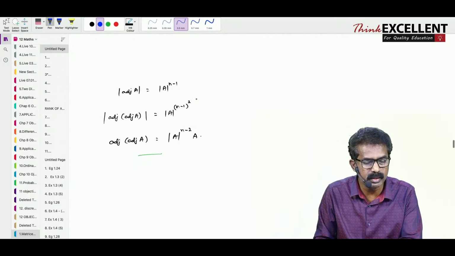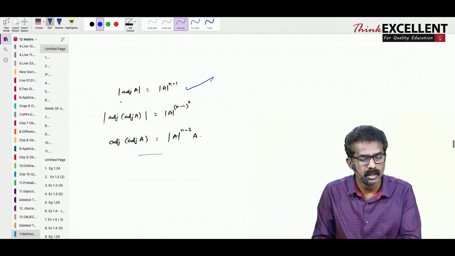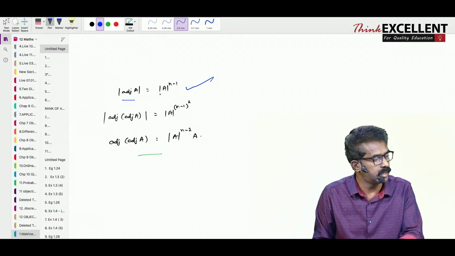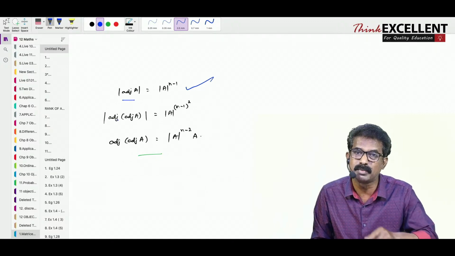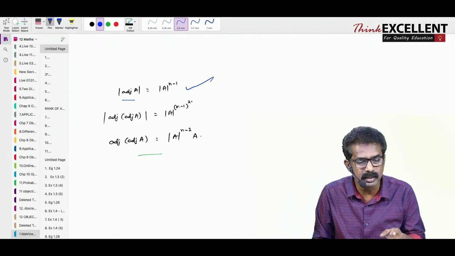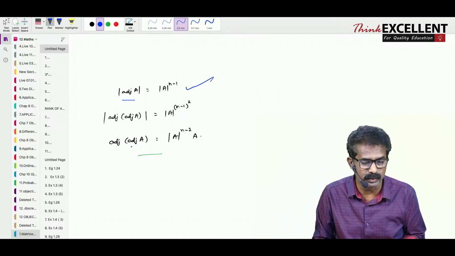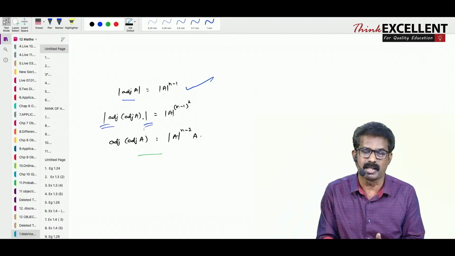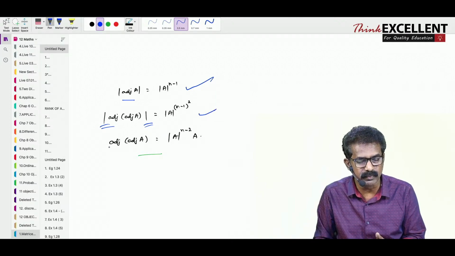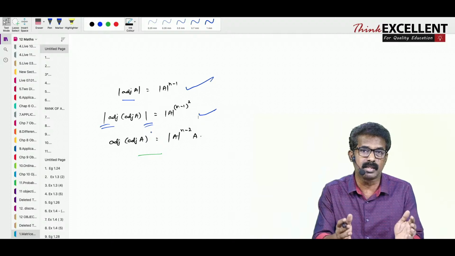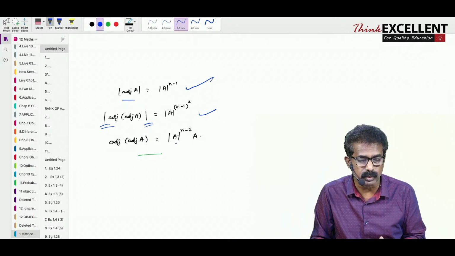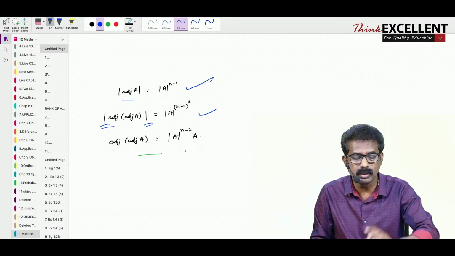Then this one is very important. This we already studied. Determinant adjoint A is determinant A raised to n minus 1. Suppose determinant of adjoint of adjoint A comes, what to do? Same thing, you have to put the whole square: determinant A raised to n minus 1 whole square. Okay? Determinant is a number, right? You are getting this answer. Without determinant, if they ask only adjoint, what is the answer? That is not a determinant, so your answer is a matrix, right? So determinant A raised to n minus 2 into A.